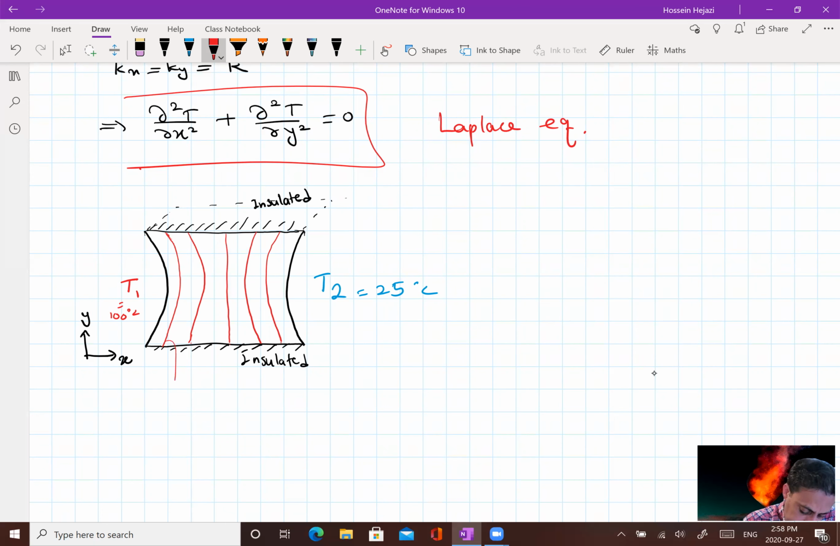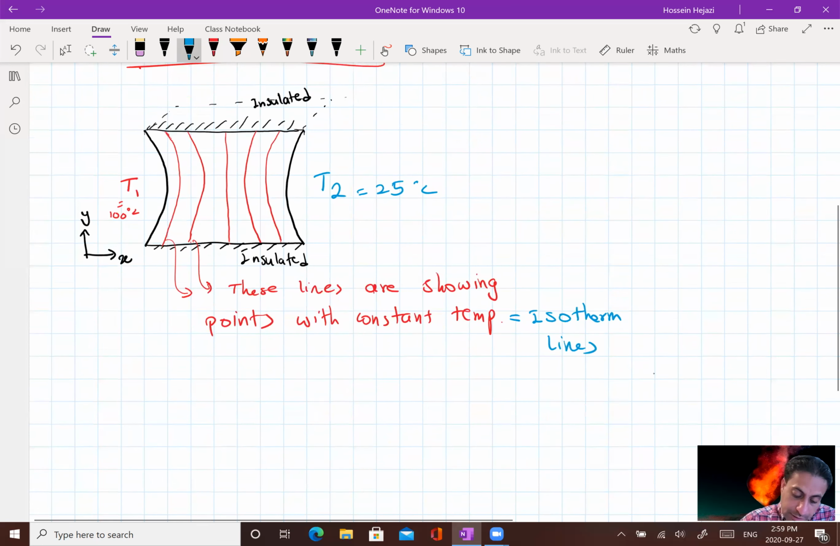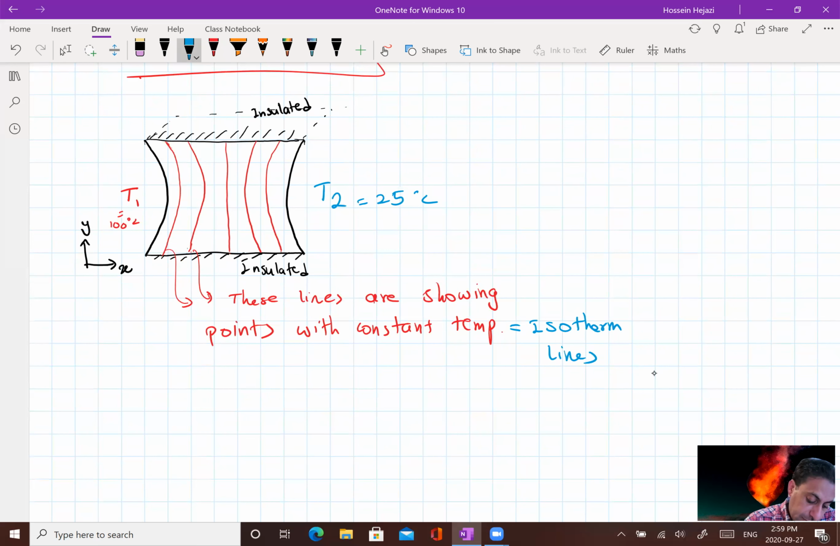These lines are lines of constant temperature, which we call isotherms or isothermal lines. This is another name for them. What happens here is that you would see these points sketching and then changing in time.